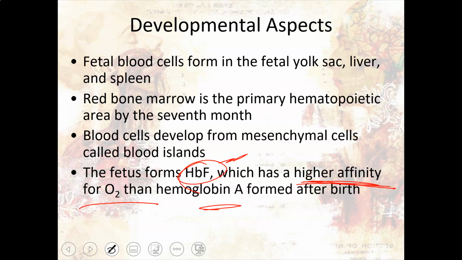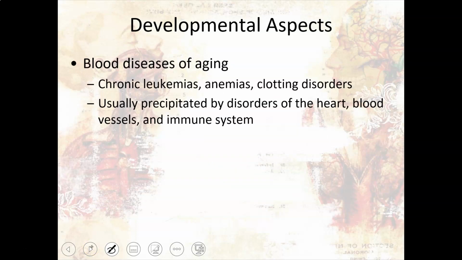After birth, we've got hemoglobin A or adult hemoglobin, which still likes oxygen. It has a lower affinity than fetal hemoglobin. As you get older, you're more prone to different types of blood disorders, which are also going to include other disorders: circulatory system, blood vessels, and the immune system.